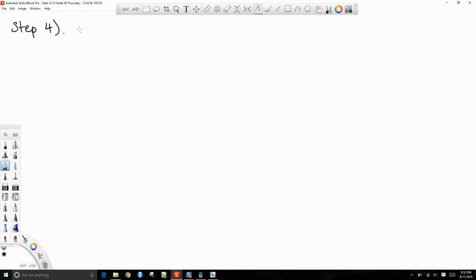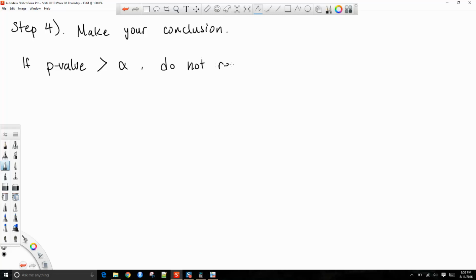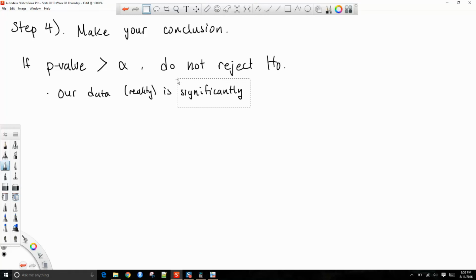All right, so step 4 is going to be make your conclusion. All right, and so if the p-value is greater than alpha, that means you do not reject the null hypothesis, okay? More details would be our data, or the reality, is not significantly different from the expectation. Is not. I keep leaving out these important words. Is not significantly different from the expectation.